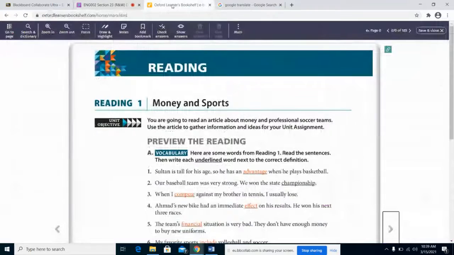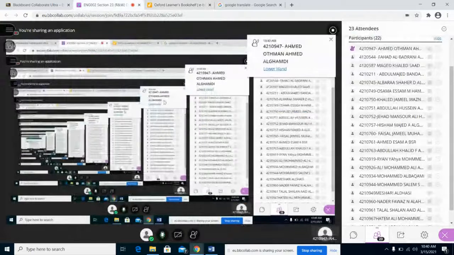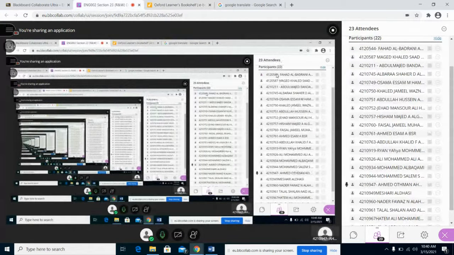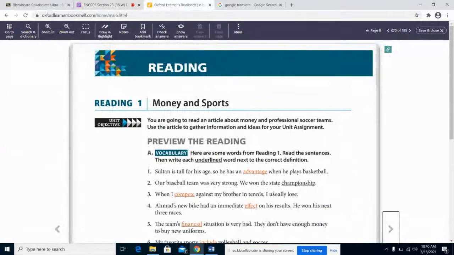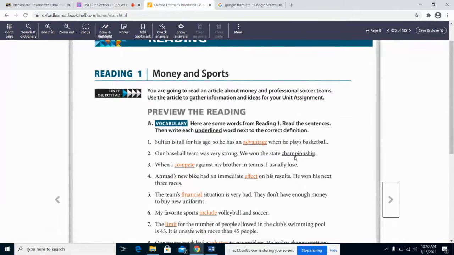Okay, boys, we were talking about advantage, and I asked you a question: if the Saudi Arabia team is playing a football match in Brazil, who has an advantage, Brazil or the Saudi team? Yes, Ahmed. Brazil, Doctor. Why? Because they are in their town. Yes, they have their hometown. Very good, excellent.